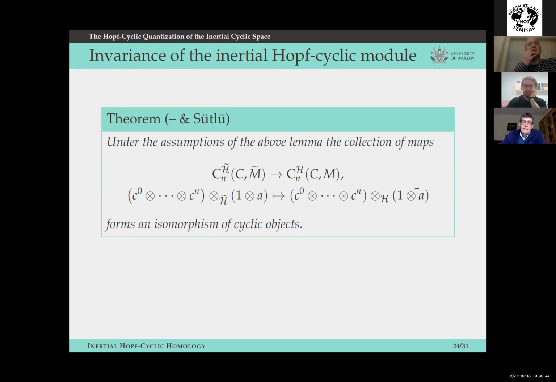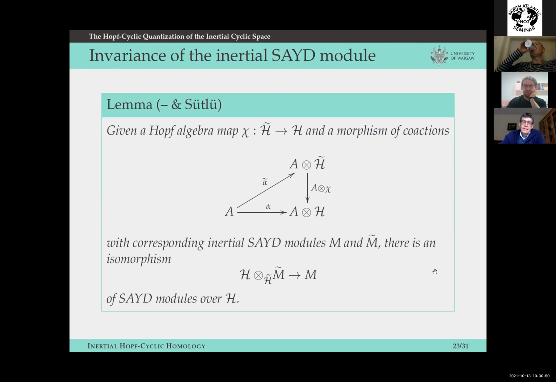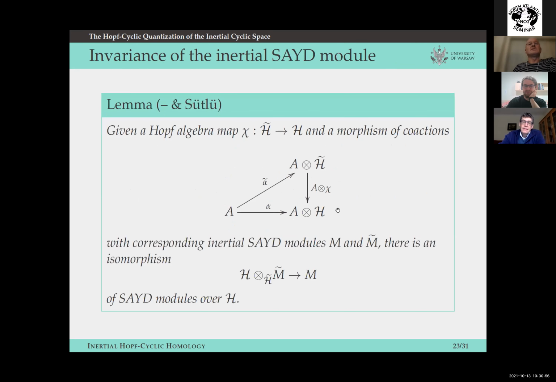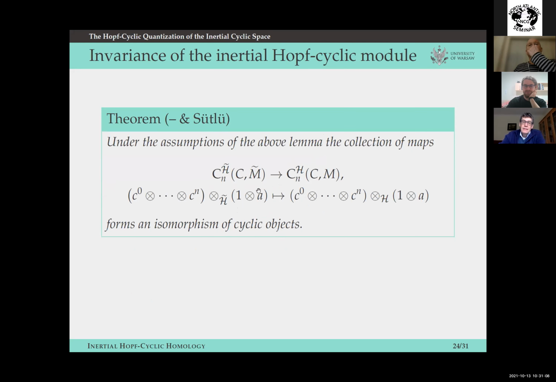Okay, can you show further? Yeah, but before I go further, just allow me to go backwards. I just want to understand the relation, because you say here that it's under assumptions of the above lemma. Yes, that's the above lemma, compatibility of coactions. But what I don't understand is what is C? What actually do we assume about C? How is C related to A? I know it's an H module coalgebra. C is the same. We only change the Hopf algebra in this construction. But there is no relationship between C and A, or is it there?